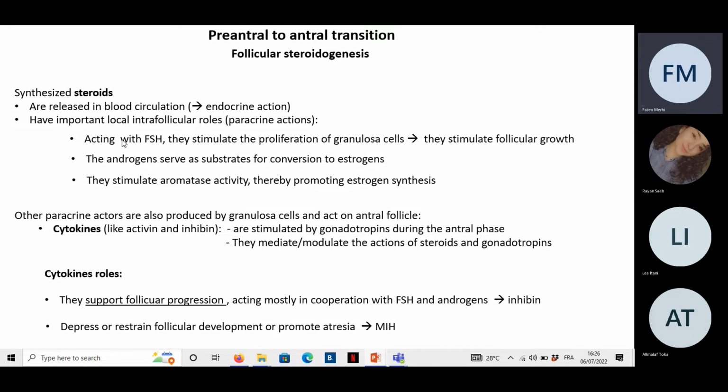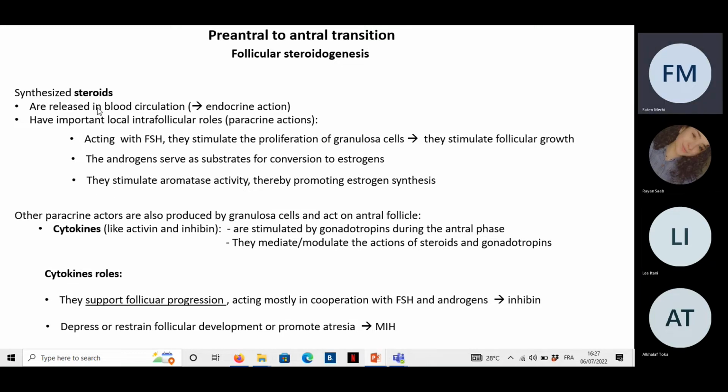Now also the estrogens produced by the granulosa cells will act in an autocrine and paracrine way to induce also the proliferation of the granulosa cells. So the steroids produced by the granulosa cells will act with the FSH to stimulate the proliferation of the granulosa cells, and that's how they will stimulate the follicular growth. The androgens produced by the theca serve as a substrate for the conversion to estrogens, since the androgens are transformed or converted into estrogens by the aromatase. So they are the substrates and the estrogens are the products, okay?